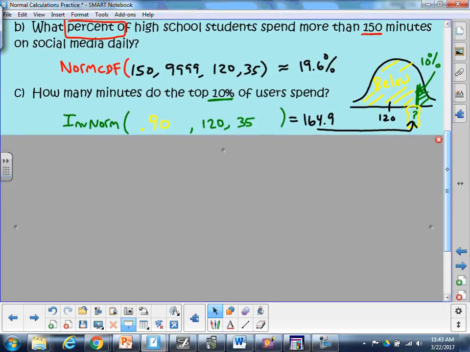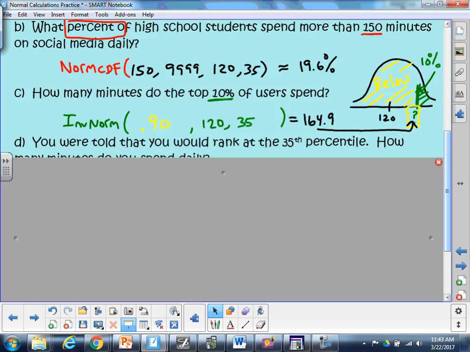Okay, so that's the difference. We were finding a value, not a percentage. That's why we used inverse.